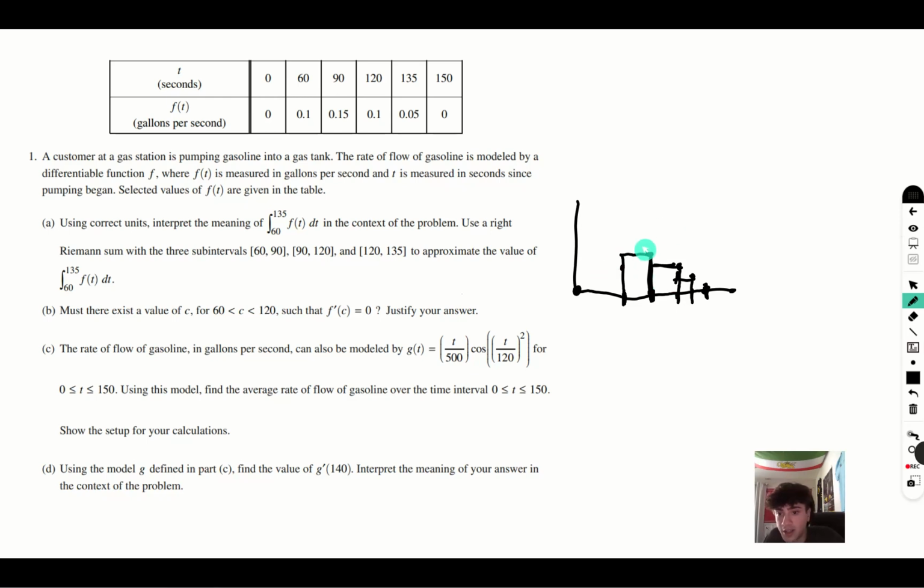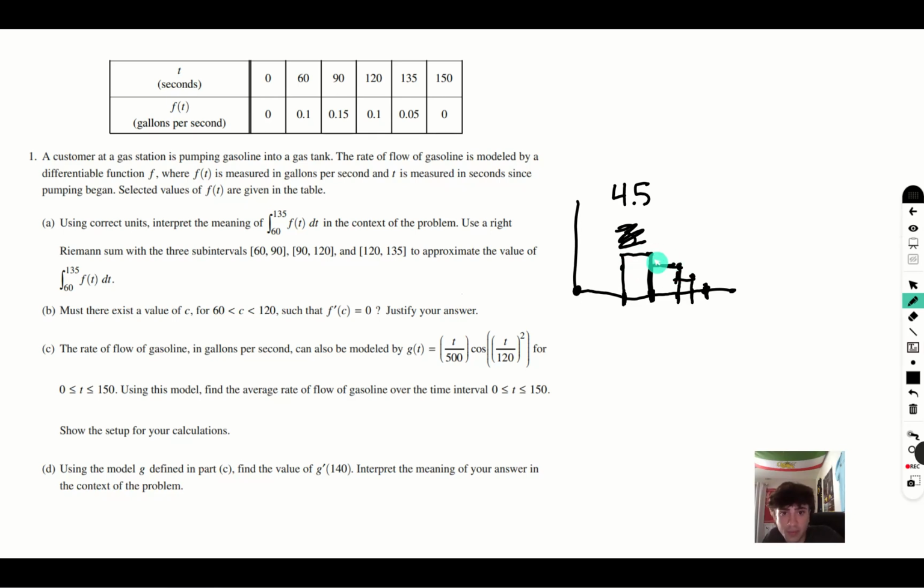So now let's calculate the area of these boxes. The area is just going to be base times height. From 60 to 90, the base is 30, and the height is going to be 0.1. So the area of this box is 3. This box has a height of 0.15, times 30, which gets you 4.5, which is the area of the first box.